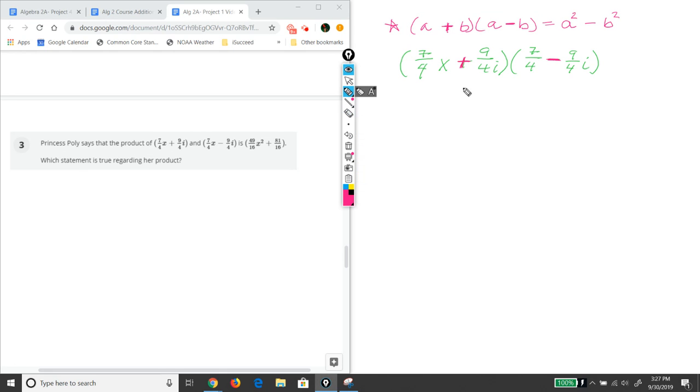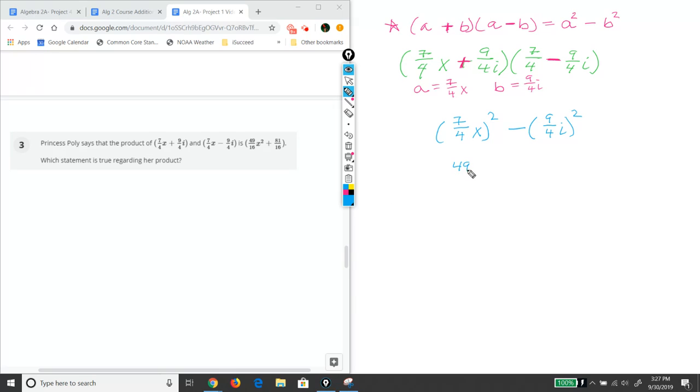But using that difference of squares, I can recognize a to be 7/4 x. Don't forget your x term. And then the b term is that 9/4 i. So according to that little formula, I have the a, (7/4 x) squared. I like to show the parentheses because that way that square means that all of a needs to be squared, and I subtract all of b squared there.